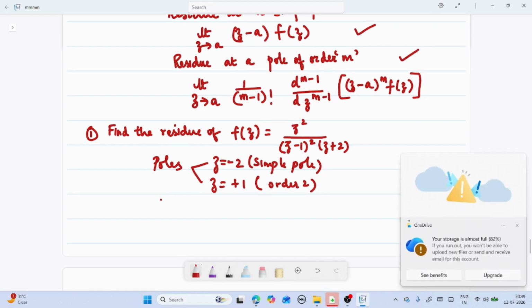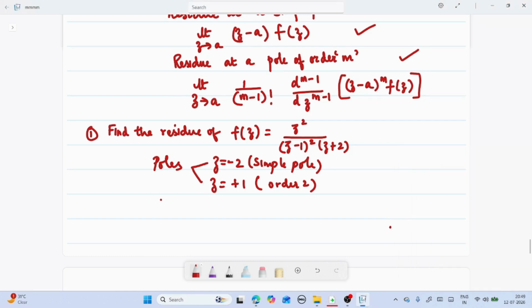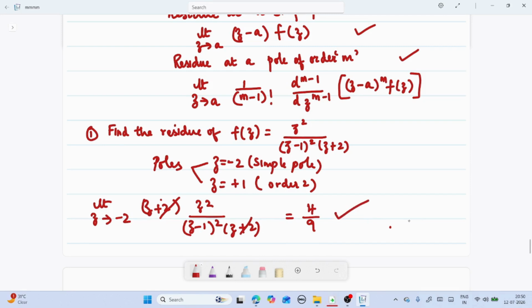First, let us find the residue at the simple pole. Limit z tending to minus 2 z plus 2 into f of z. F of z is z square by z minus 1 the whole square into z plus 2. So here, just substitute the value of z as minus 2. You will get it as 4 by 9. Okay. So this is the residue at the simple pole.